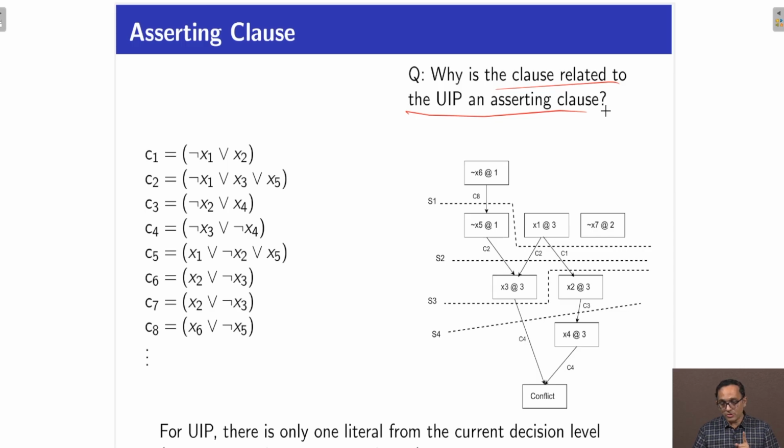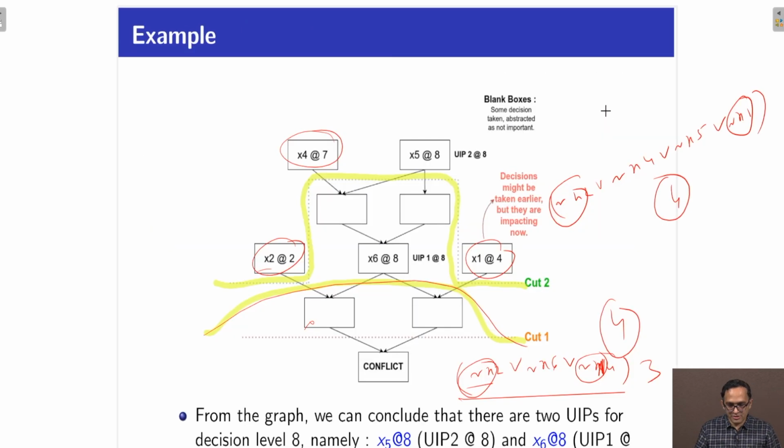This is because, if you look closely, what is the definition of this first UIP? I am saying that this is the node nearest to the conflict node, and the UIP covers every path from the root node of this decision level to the conflict. Now, if you construct the clause here, the only node coming from the current level is this node, right. So, that is why this is an asserting clause, because I told you that in an asserting clause you have only one literal from the current decision level, which is 8.